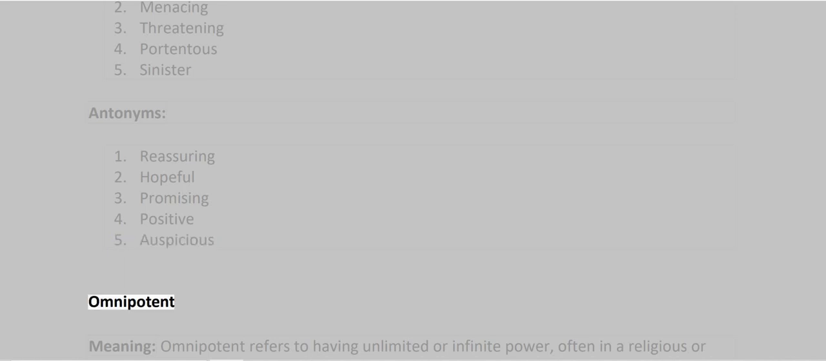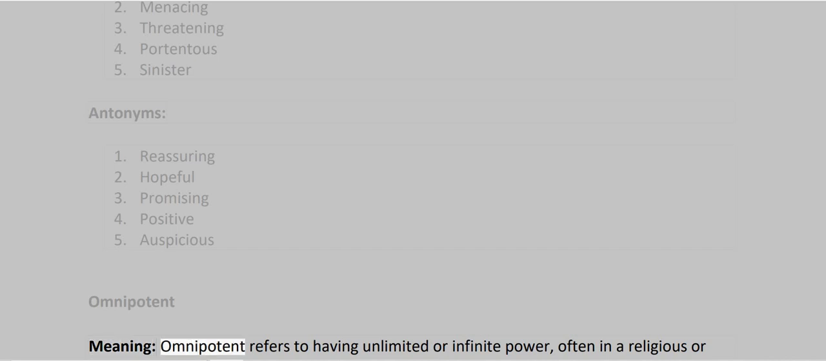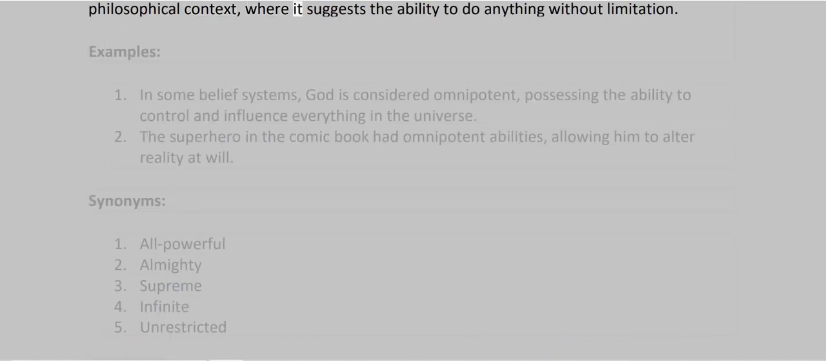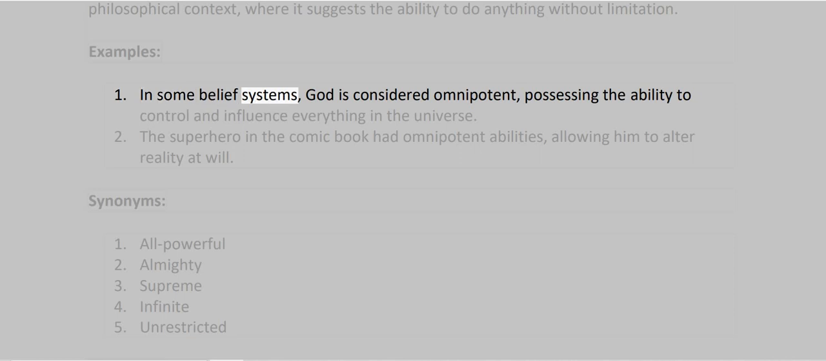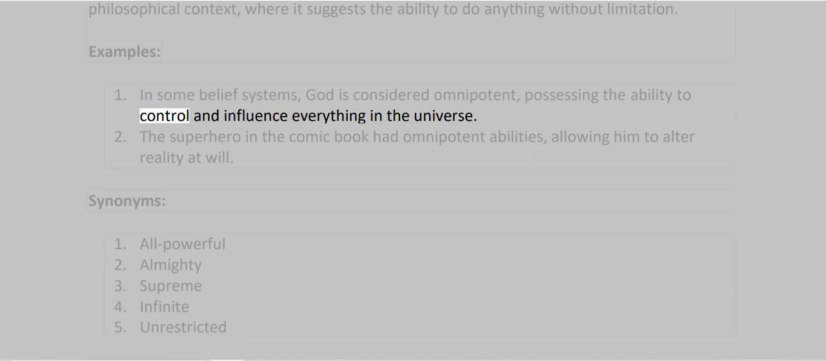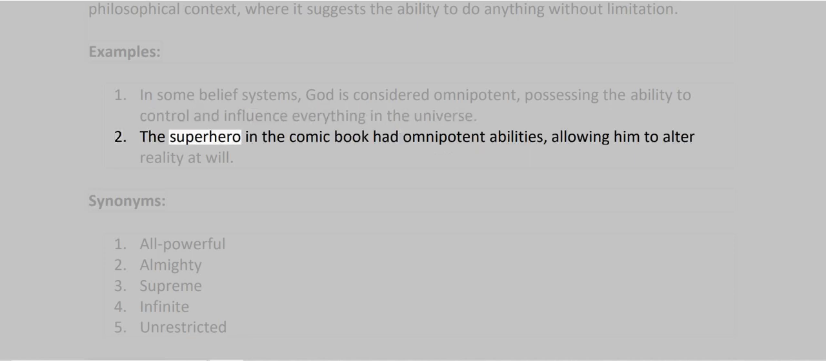Omnipotent. Meaning, omnipotent refers to having unlimited or infinite power, often in a religious or philosophical context, where it suggests the ability to do anything without limitation. Examples. 1. In some belief systems, God is considered omnipotent, possessing the ability to control and influence everything in the universe. 2. The superhero in the comic book had omnipotent abilities, allowing him to alter reality at will.